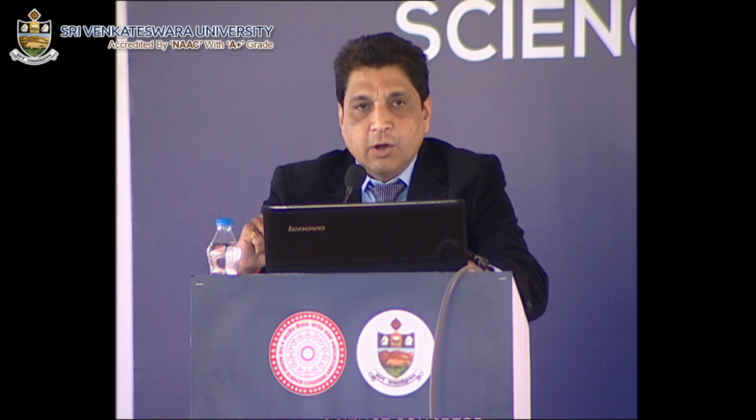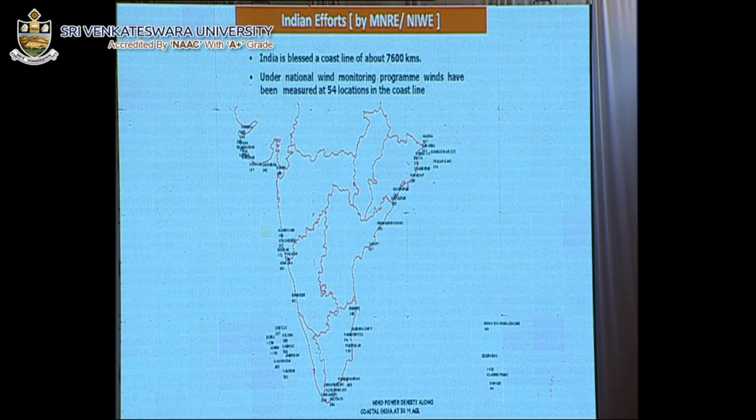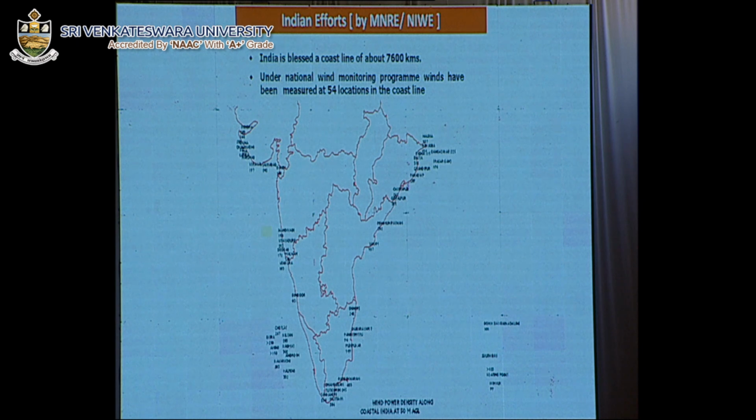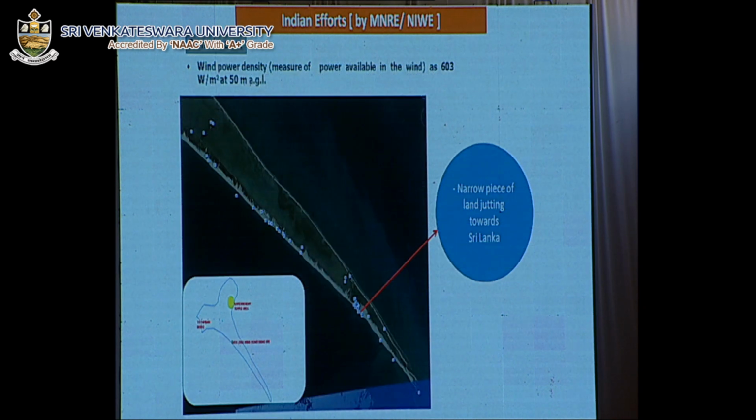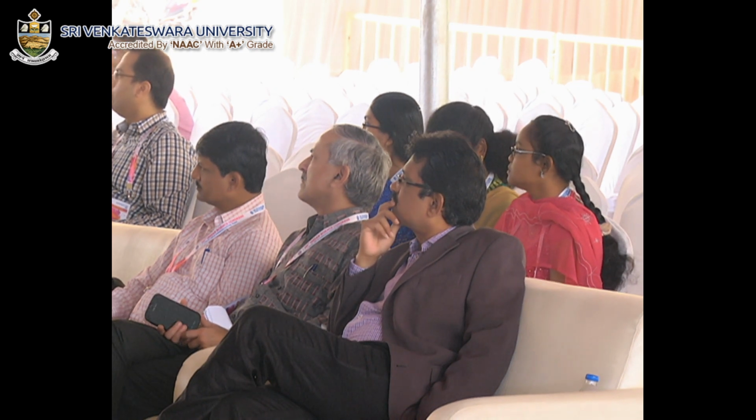India has a coastline of about 7,600 kilometers, and for the preliminary wind resource measurements the National Institute of Wind Energy has carried out, we have measured about 53 locations under the National Wind Monitoring Program. We feel that the southern tip of the country, starting from Rameshwaram, Tuticorin and the Gulf of Mannar, has good potential, and Tamil Nadu in particular has wind speeds of about 8.5 to 9 meters per second at about 100 meter level.